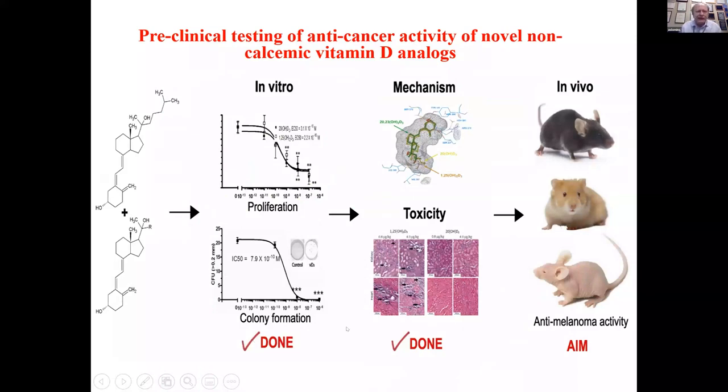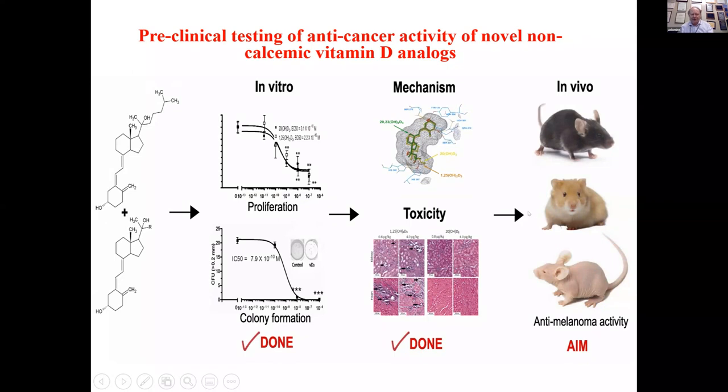So we are at the stage of preclinical testing of anti-cancer activity of different noncalcemic analogs. What was done in vitro: tests of proliferation, colony formation, soft agar, any other anti-tumor test. We already know about the toxicity. We compared 1,25 with the 20-hydroxy, and 1,25 is toxic because of the hypercalcemic effect. This is a kidney, this is the heart, deposition of calcium, small amounts in treated animals, and no effect in the heart and kidney of this compound.